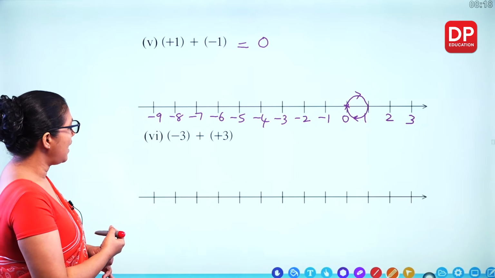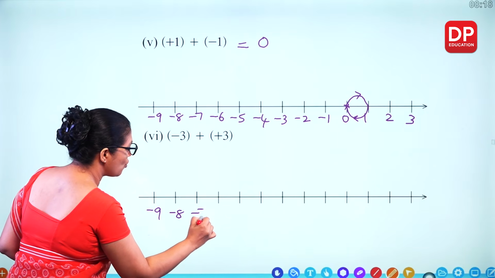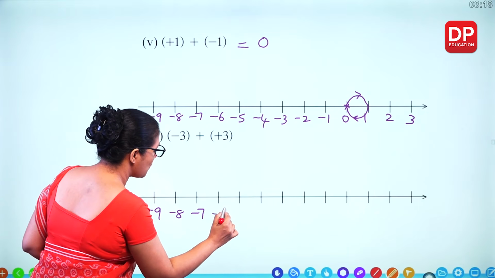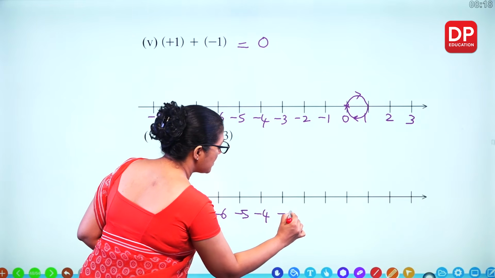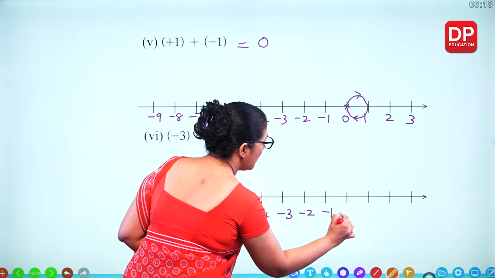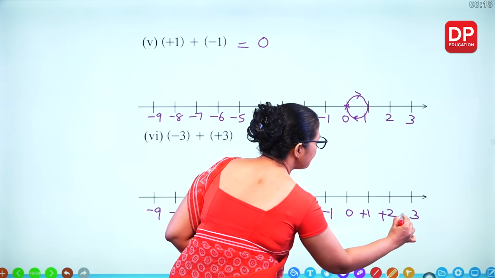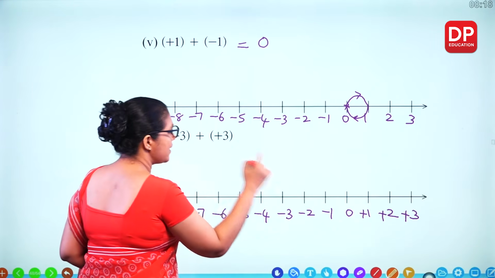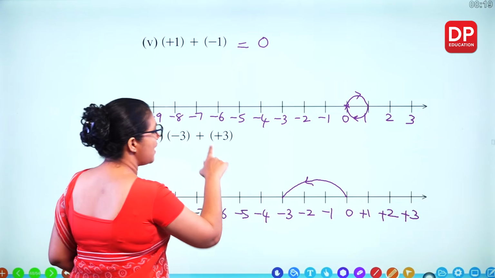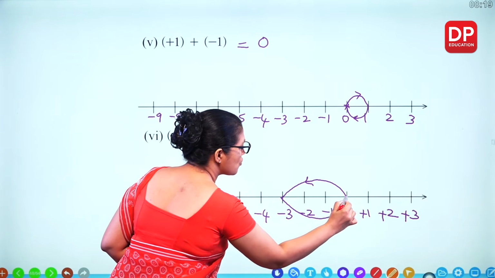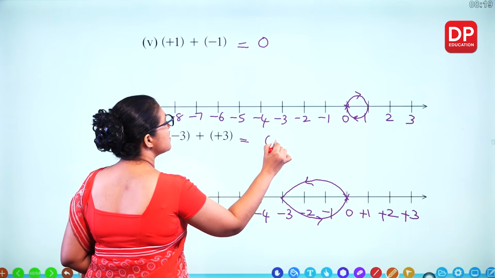Minus 3 and plus 3. So you have to show this on a number line. So that's why we need to mark numbers and show that you get 0. Minus 3 means 3 squares to the left. And from there, plus 3 means 3 squares to the right. So the final position is 0.